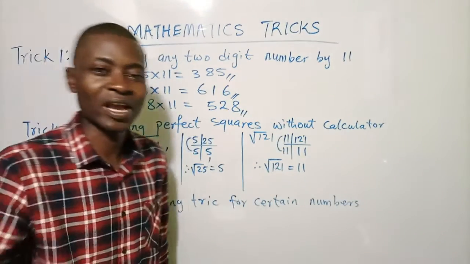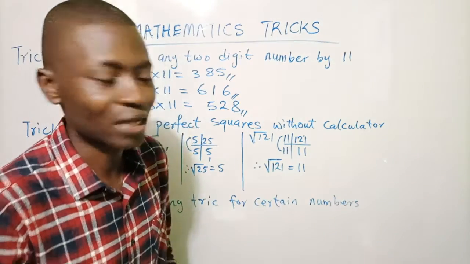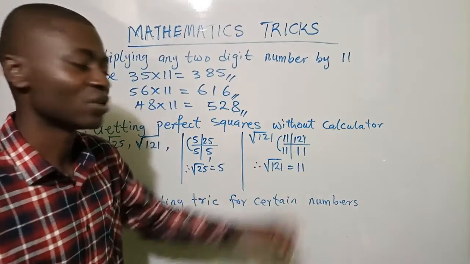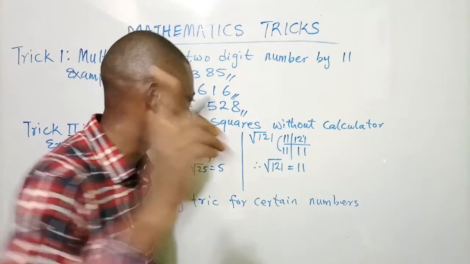You can try for any number, 144, any perfect square at all. Just do this and you get your answer. Okay? Let me take one more.